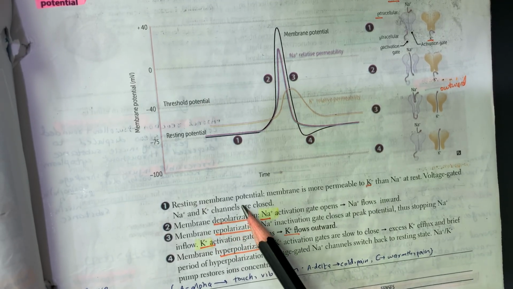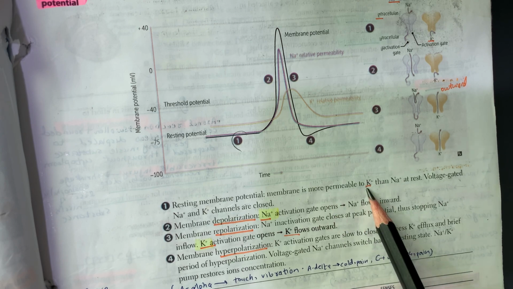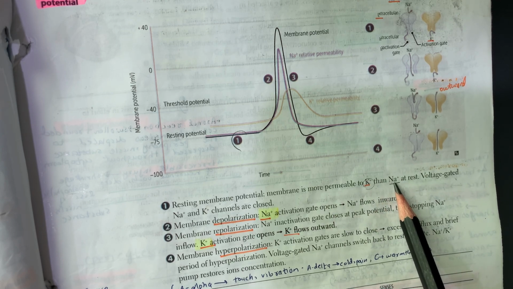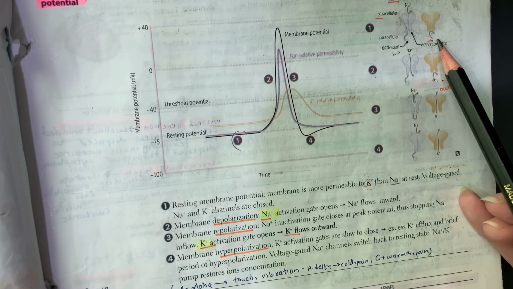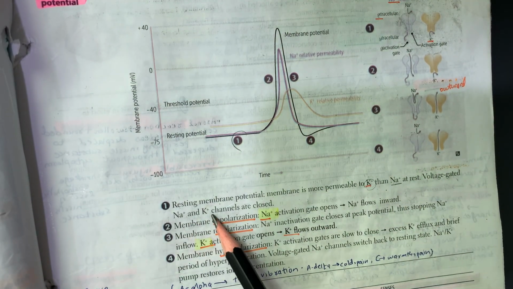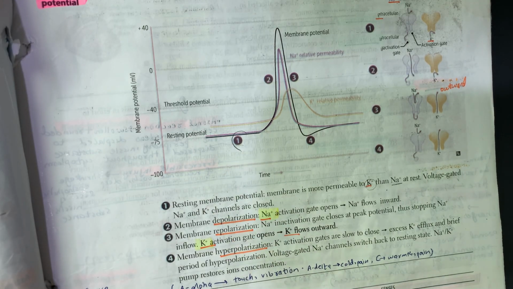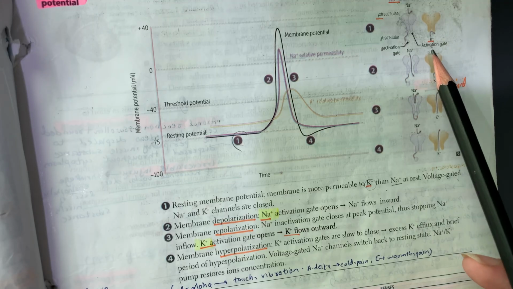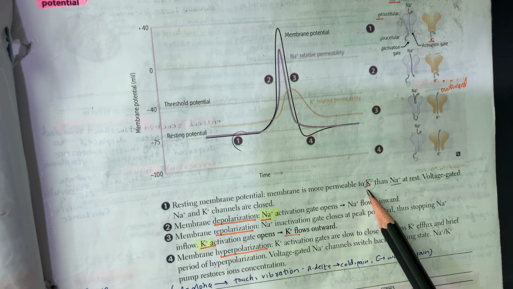The resting membrane potential: the membrane is more permeable to potassium than sodium at rest. That means you're going to have more potassium inside than sodium. Voltage-gated sodium and potassium channels are both closed, and you have more potassium inside, so that is why you are at the resting potential. This is the normal rest. The cell is resting, and during its resting potential, the membrane is very permeable to potassium.